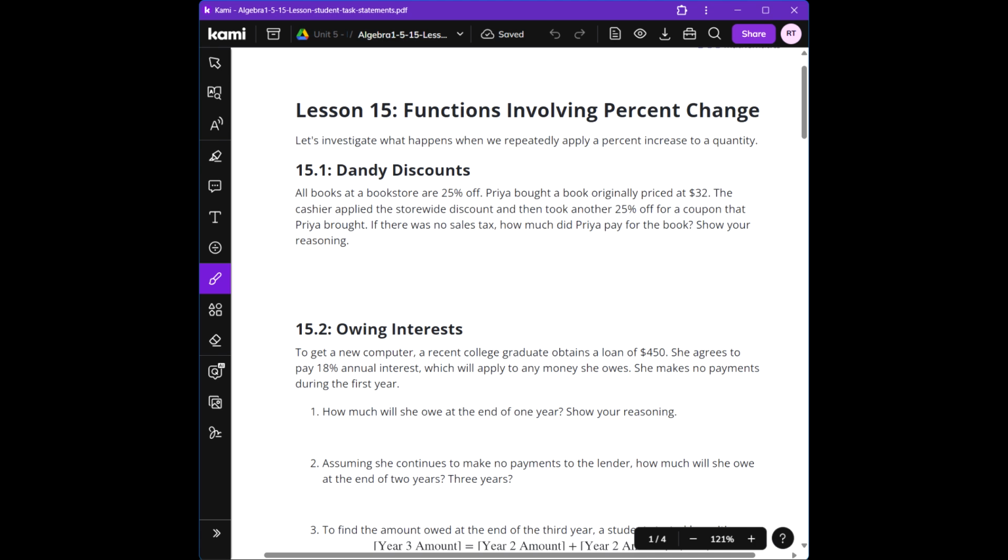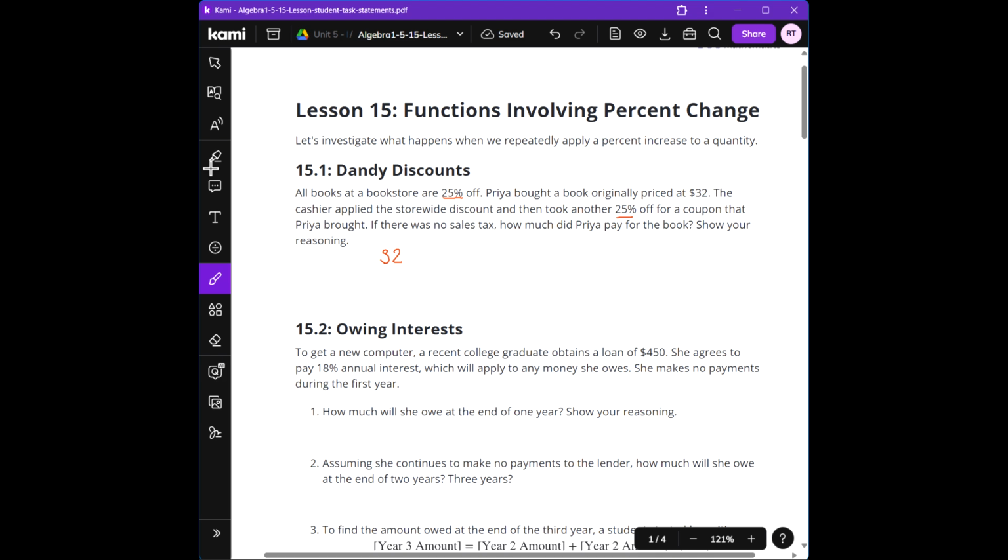Okay, so for lesson 15, Dandy Discounts. This problem kind of goes right back to one of the problems we were looking at in lesson 14. And so we have a 25% off books at a bookstore. Okay, so we have an original price of $32. That's our original price. Then we have another discount for 25.